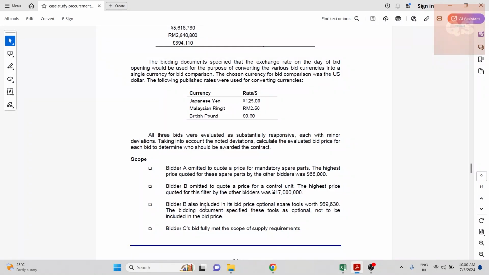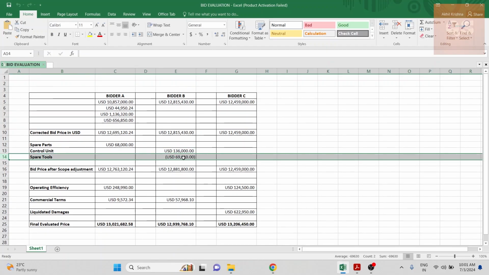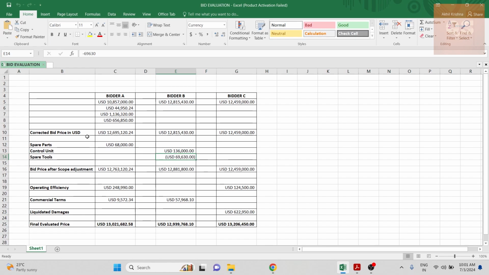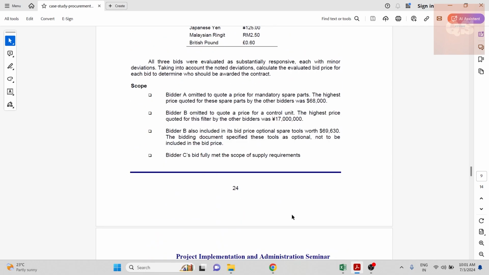Next, bidder B also included in his bid price a spare tool worth 69,000. These tools are optional, so they are not to be included. So there is an optional price which bidder B had included in his total cost. That is not required. Others did not include it, so that's fine. Here what we are doing is deducting the spare tools, which are not required. After adjusting all these prices, bidder C's bid fully meets the scope of supply requirement.